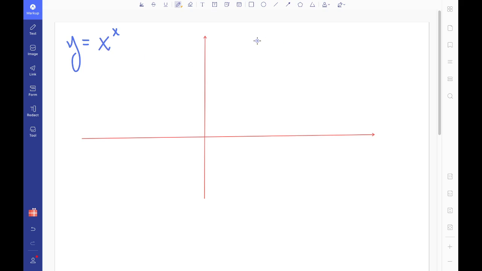So at x equals 0, this is 0 to the power of 0, and we can't evaluate that. That's a math error, that's undefined. Okay, so in fact, we need to look at the limit as x approaches 0. So we could try putting in numbers here. We could try putting in 0.1 to the power of 0.1 or something like that.